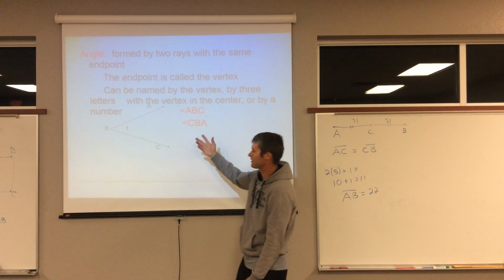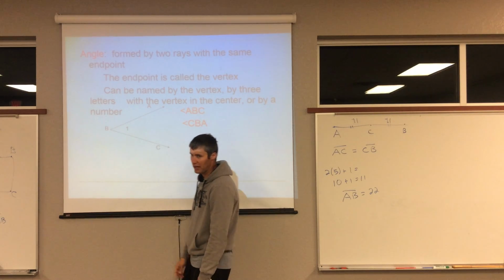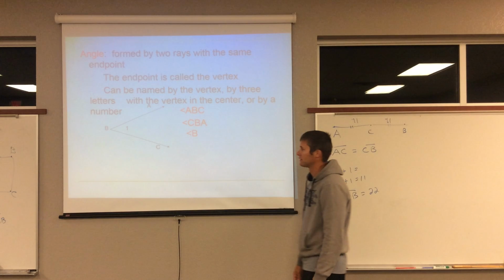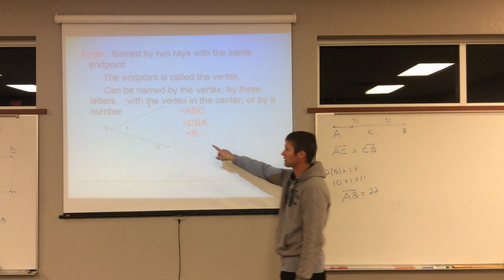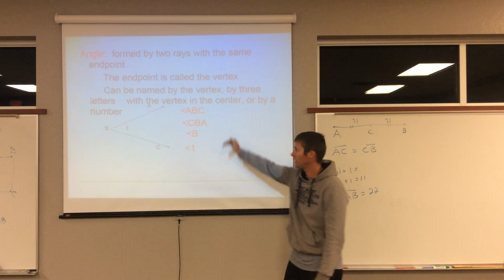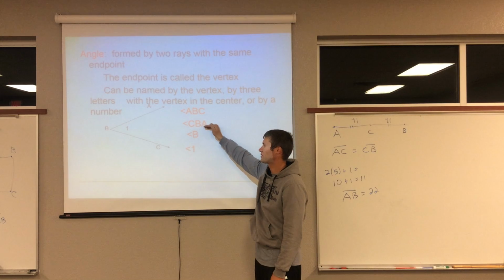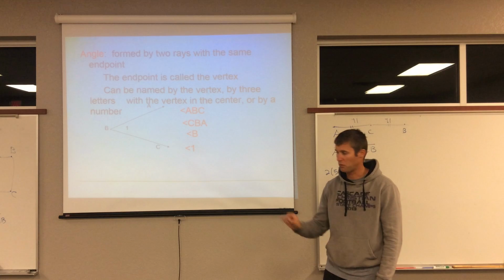Or sometimes you'll see an angle with a number inside, like a 1. We could label it angle 1. You can name it just by the vertex, angle B, or by the number, angle 1. This is how you're going to see it most commonly, especially as we get going and multiple lines are on there. This is what we'll do.